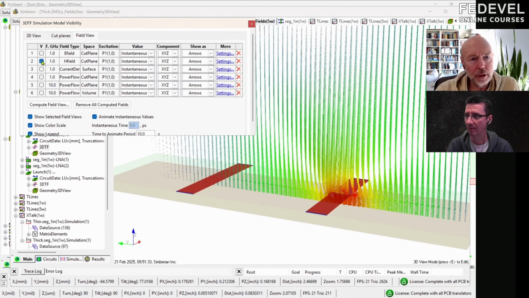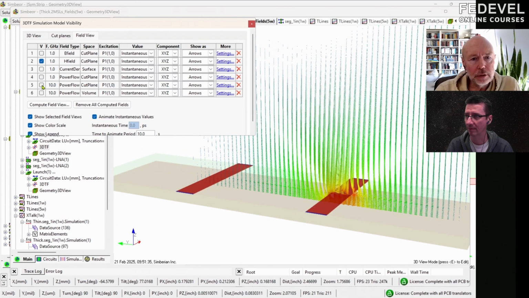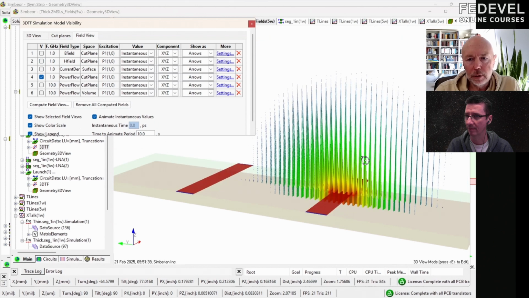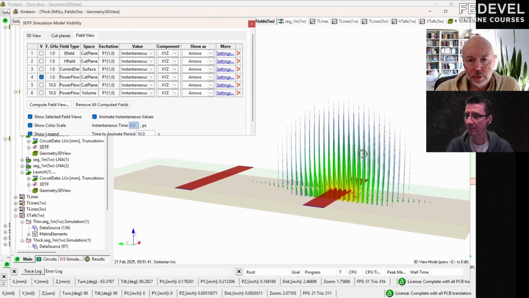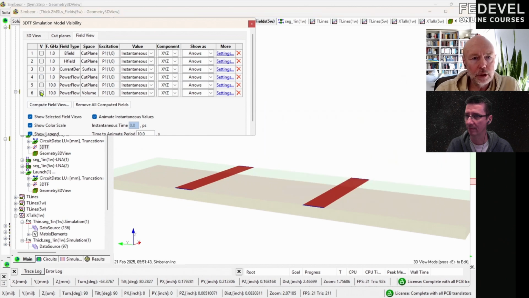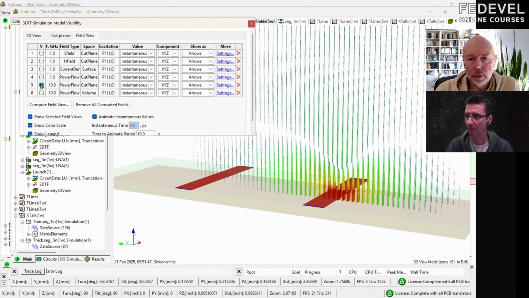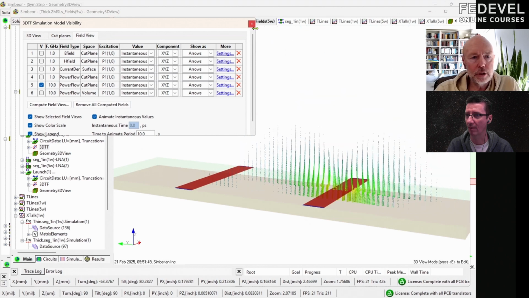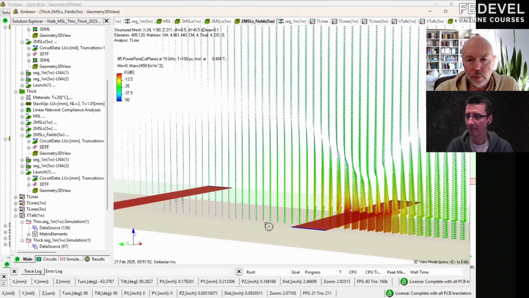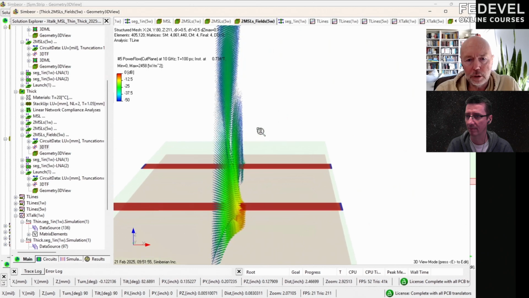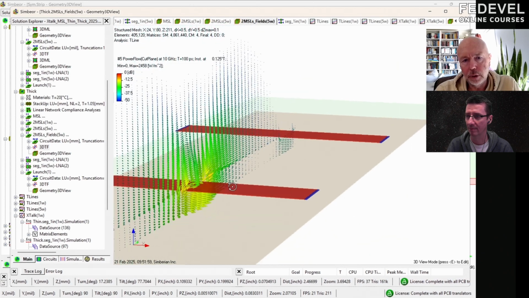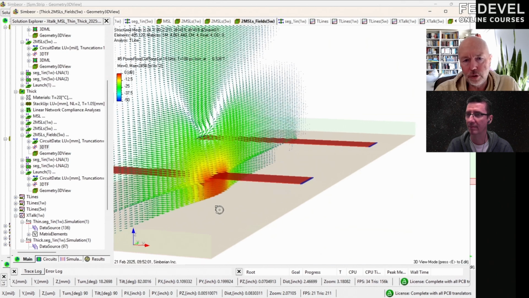Magnetic field, same thing, but at 10 gigahertz, and this is the power flow density at 1 gigahertz. That's the energy of the signal. And this is at 10 gigahertz, and you can see one of the things that is really a showstopper for the use of such a structure.